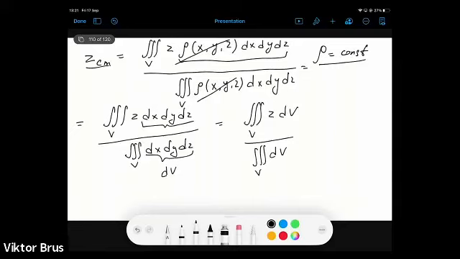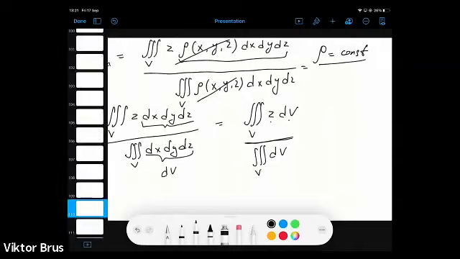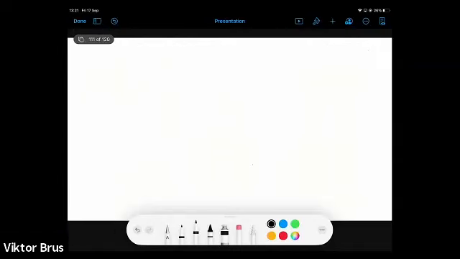Okay, so now we need to substitute everything we wrote on the previous slide, in the scope of the spherical system of coordinates: the expression for z and the expression for dV. So let us do it on the next slide.